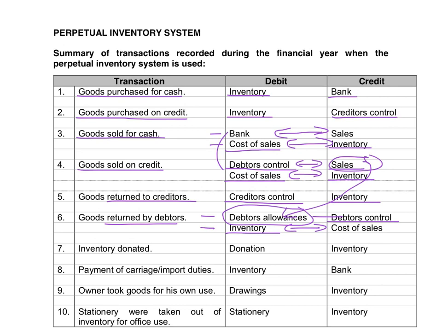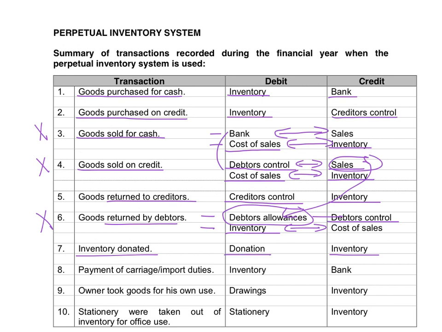And whether you sell goods for cash or you sell goods on credit or goods are returned by a debtor, if you use the perpetual inventory system, you will always do two double entries. A double entry at sales price and a double entry at cost price. Inventory donated means that the inventory was taken and therefore the inventory was reduced, so inventory decreased on the credit side and we create an expense for donation.